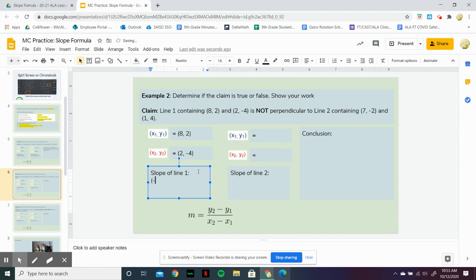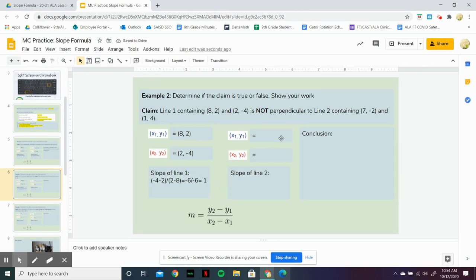My y2 value was -4 minus 2, which was my y1 value. And I'm going to divide that by my x2 value, which is 2, minus my x1 value, which was 8. This is going to be equal to -4 minus 2, which gives me -6, divided by 2 minus 8, which would also give me -6. And I know that -6 divided by -6 is 1. So my slope of line 1 is 1.